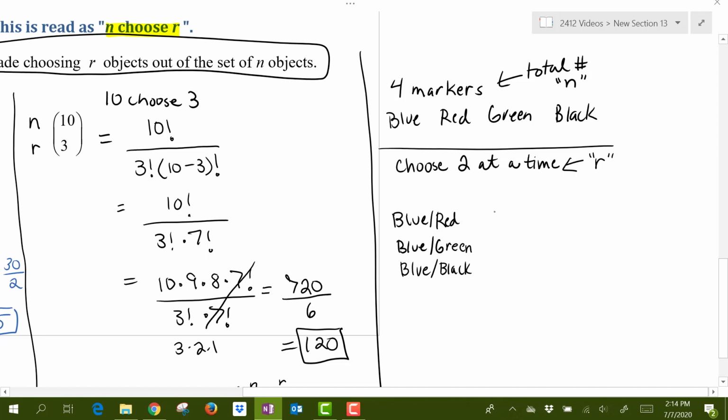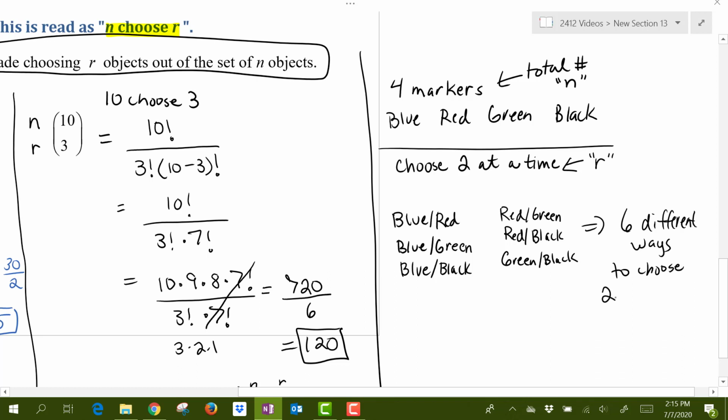What other ways can I do that? How about a red marker and a green marker? Or a red marker and a black marker? Or what can I do? Green and black? Okay, so I think that's all the different ways. So we have a total of 6 different ways to choose 2 out of 4 objects. Now you'll notice also that the order doesn't matter, so choosing a red marker and a blue marker doesn't really matter the order. So we have a total of 6 different ways.